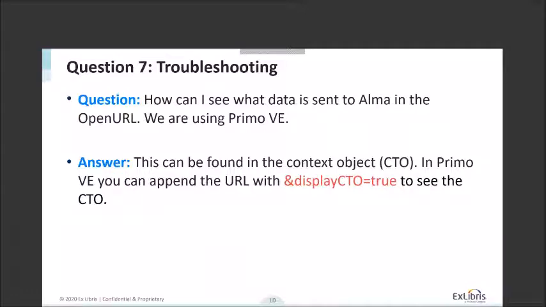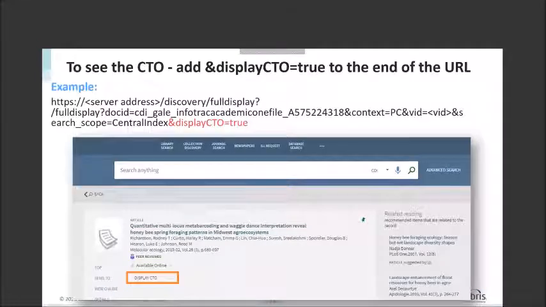Then there's a question about troubleshooting again. How can I see what data is sent to Alma in the open URL? We are using Primo VE. This is something that you can find in the context object, also referred to as CTO. In Primo VE, you can do this by appending the URL with ampersand display CTO equals true to see it. I've got an example here, so I'll put a screenshot here.